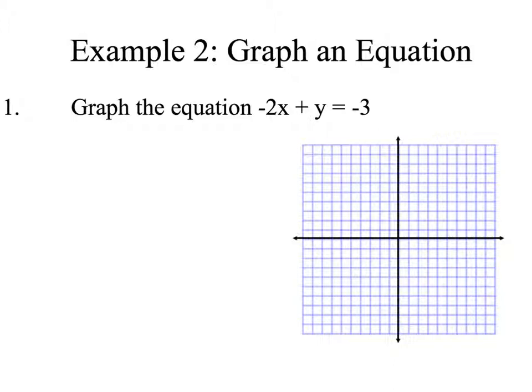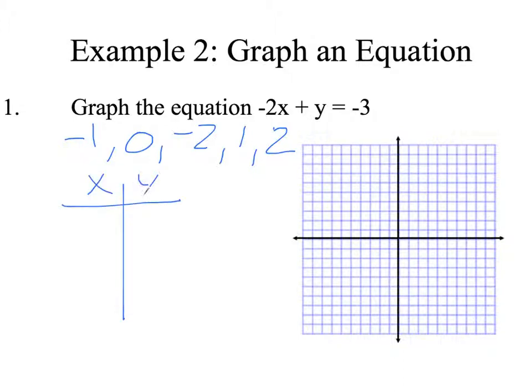Normally when we make XY charts, you want to pick 5 x values. In most cases, the x values we pick are going to be -1, 0, -2, 1, and 2. The reason these are picked is, first of all, we have a variation of positive and negative numbers, and you should always include 0. It usually makes the math pretty easy for you. So now we're going to make our 2-column XY chart.